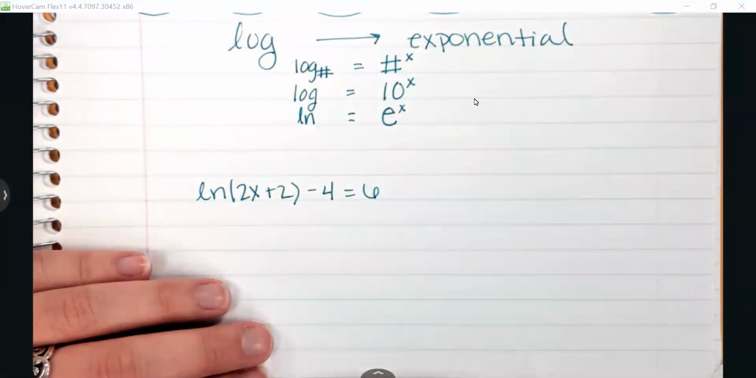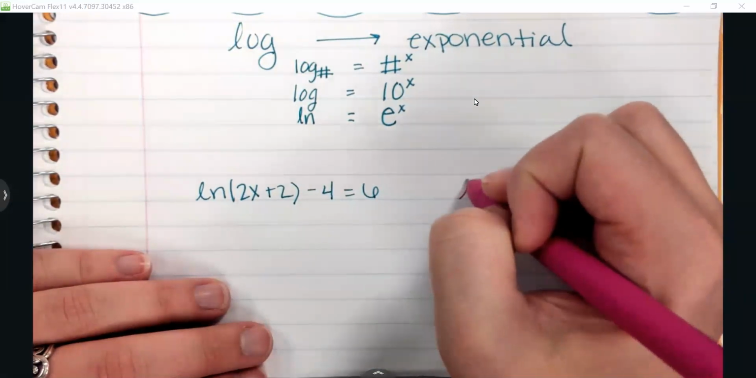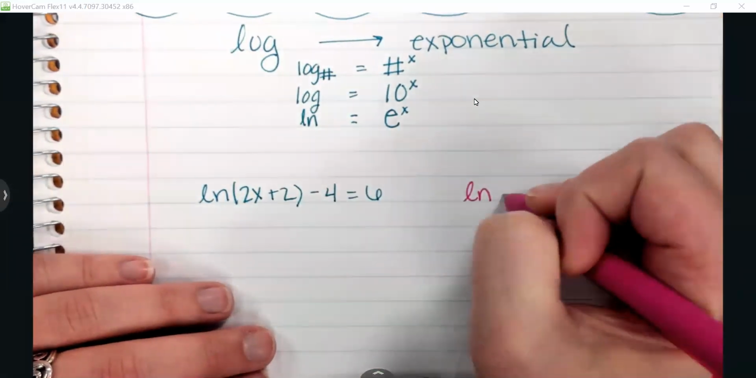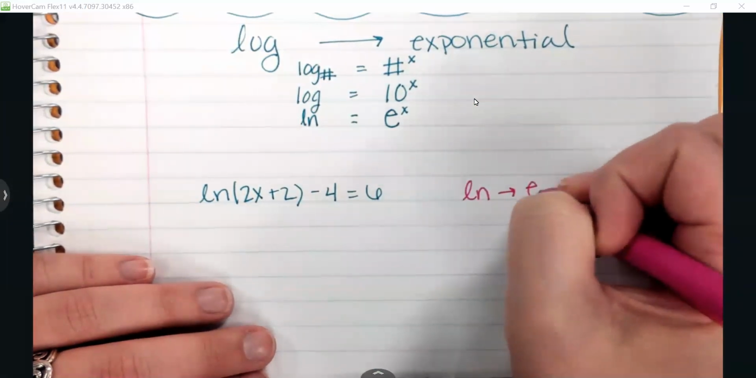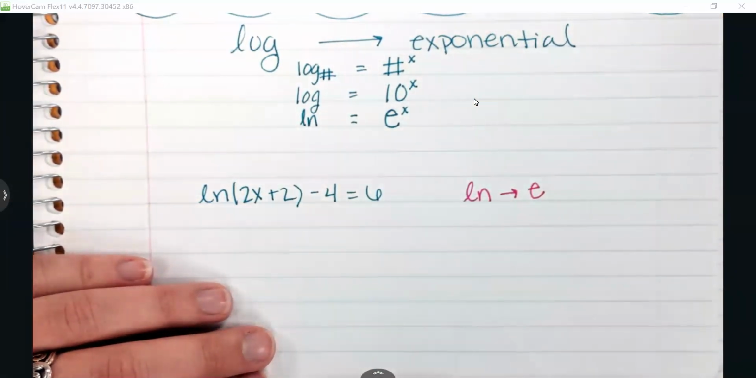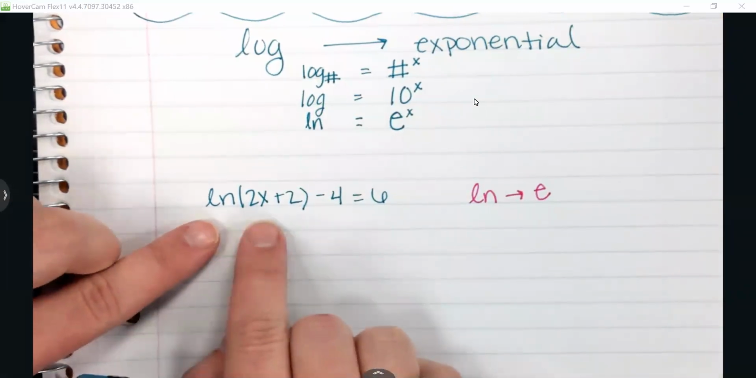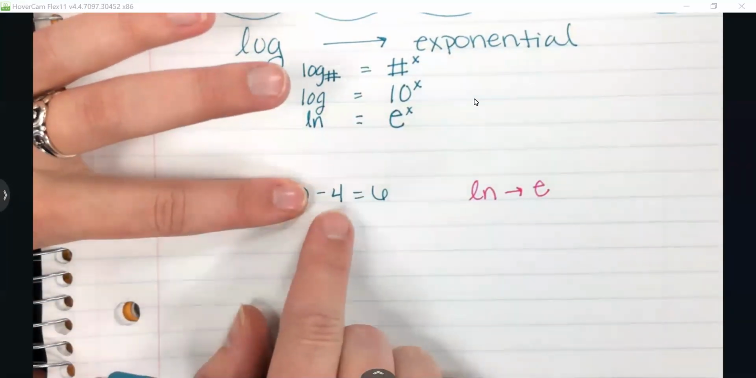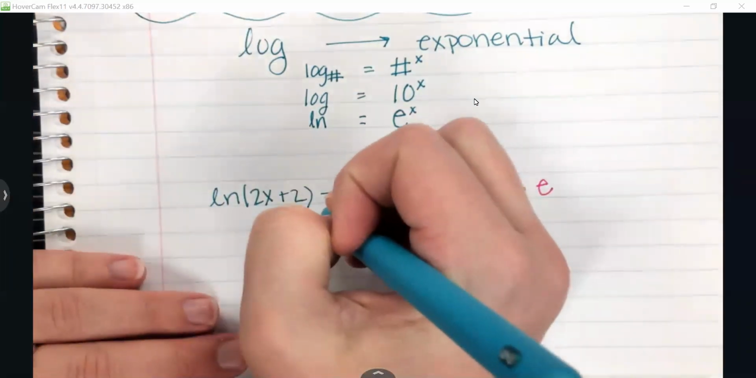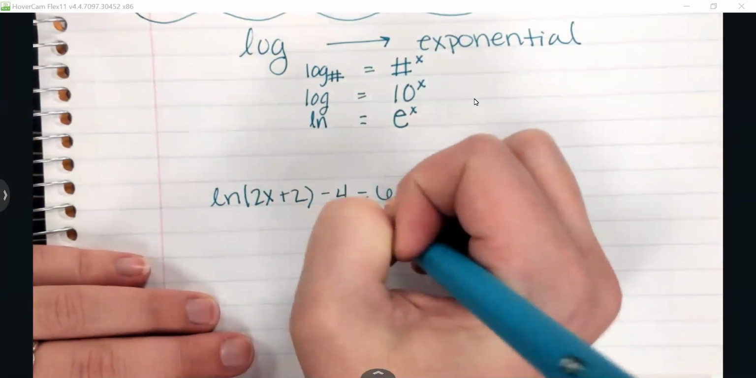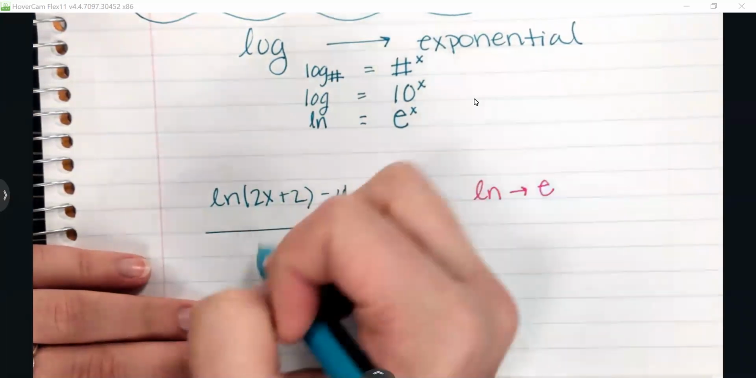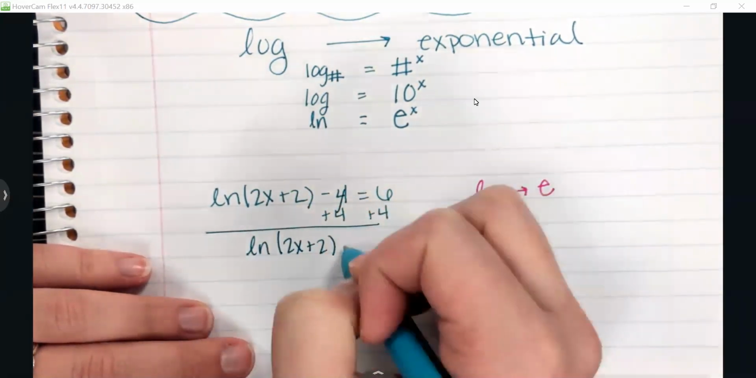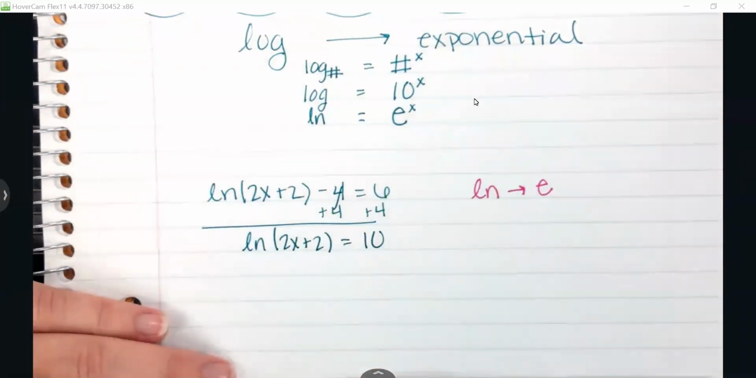The first thing I know is that this is an Ln, which means at some point, what does Ln have to turn into? The letter E. So my Ln only consists of 2x plus 2. So I have to get rid of this minus 4. So I'm going to add 4 to both sides. So I have Ln 2x plus 2 equals 10.